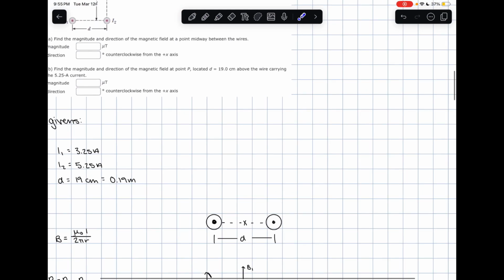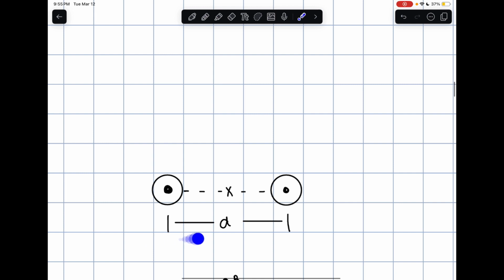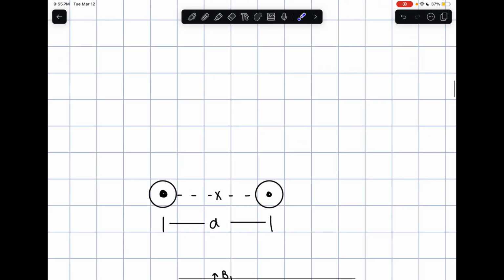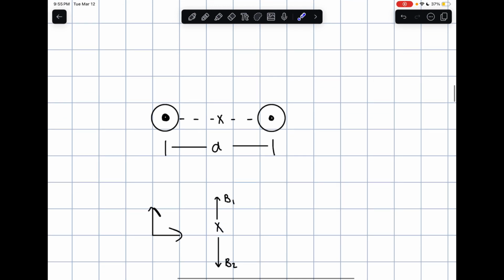So let's draw a simplified form of our picture where we have X as the midpoint and our two wires, I1 and I2. From here, we're going to draw a magnetic field vector diagram. Our diagram is going to show that B1 from this wire will be pointing upwards and B2 from this wire will be pointing downwards. Now, how was I able to determine which way the magnetic field would be pointing?